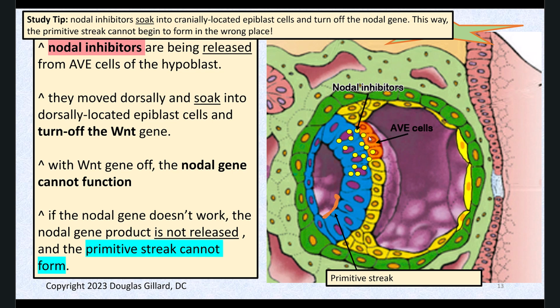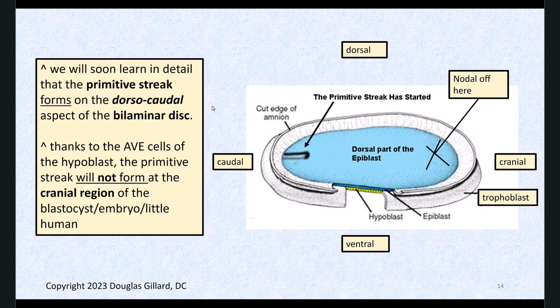Okay, just another cartoon picture. This is a better picture. Now we have a sagittal view. There's the AVE cells. They soak upwards, and they inhibit nodal expression in this part of the epiblast, which will become ectoderm in the future. Right, so it's pretty straightforward, I believe.